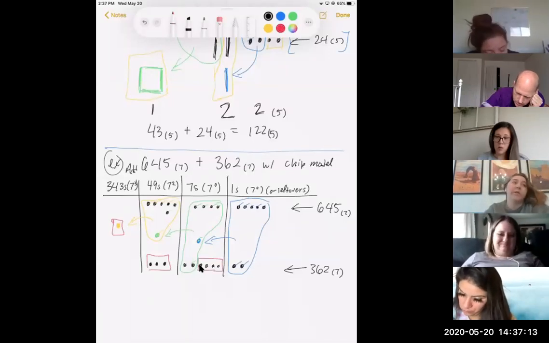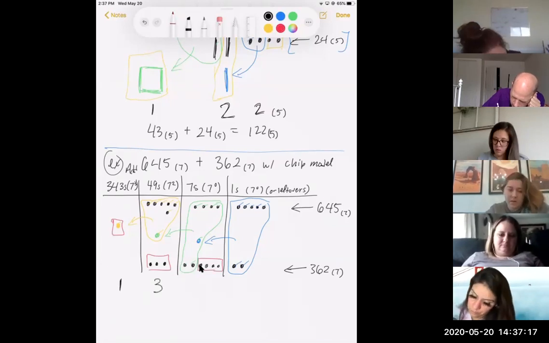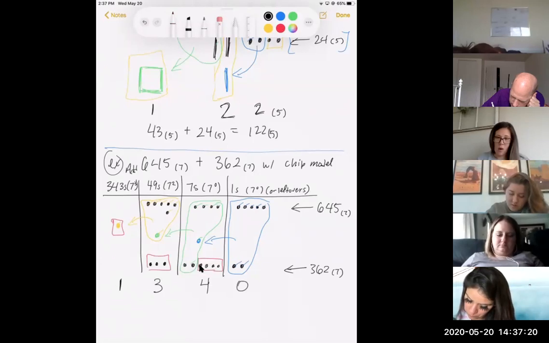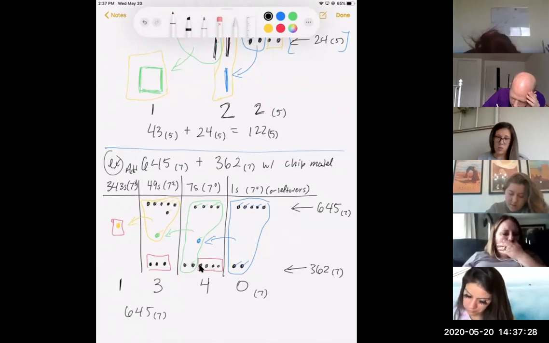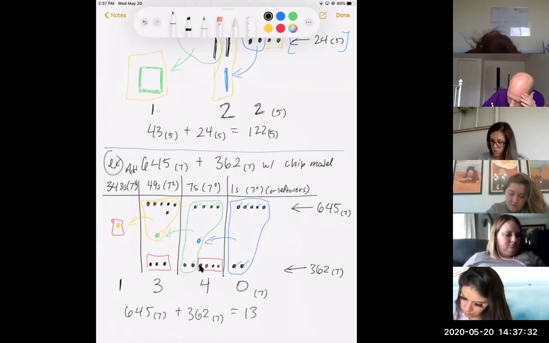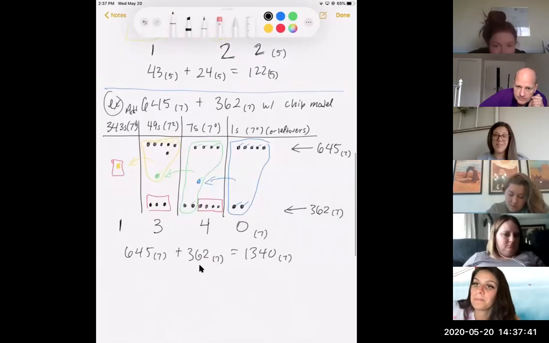Okay, so what do we have left? We have 1 in this column. We have 3 in this column. We have 4 in this column. And we have none in this column. So when I add those together in summary, that's all base 7, 645 base 7 plus 362 base 7 is equal to 1340 base 7. Okay. Pretty cool, huh? You guys are like so impressed and amazed, I can tell.